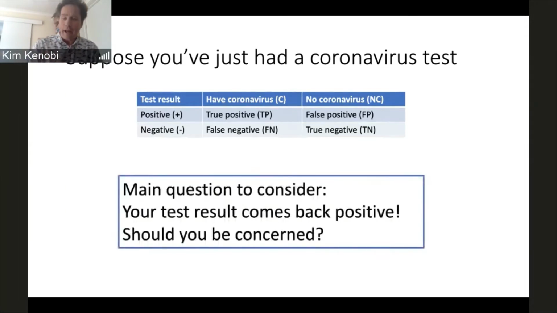What we're going to think about is this question. You've gone to have your test, and then maybe half an hour later you get a text and it says you've got a positive test result. So should you be concerned? What we're thinking about is, if I've got a positive test, have I got the disease? That's what we're interested in.